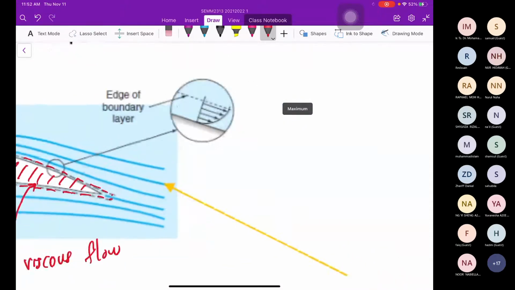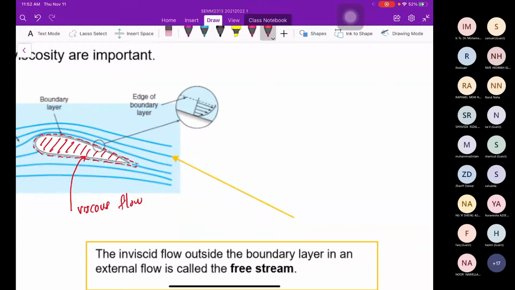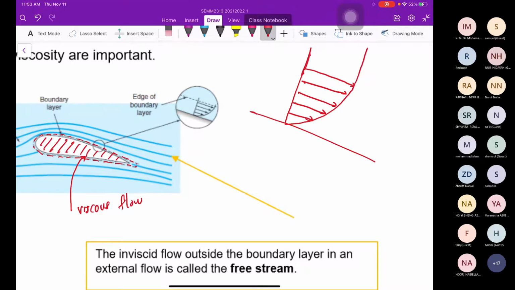So basically in the boundary layer, you can see clearly the flow of the velocity. For example, this is the surface. The velocity will be like this. This is velocity profile.